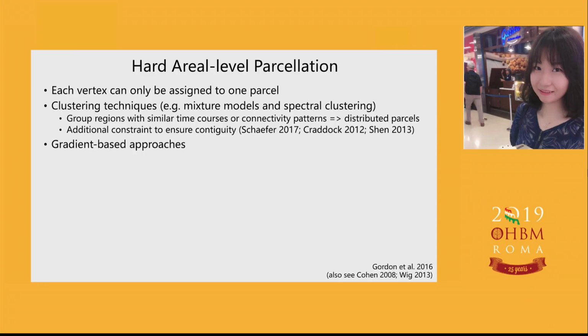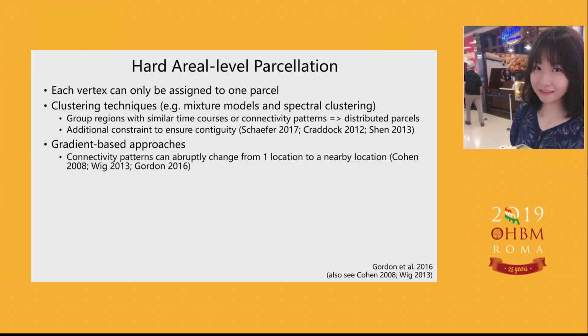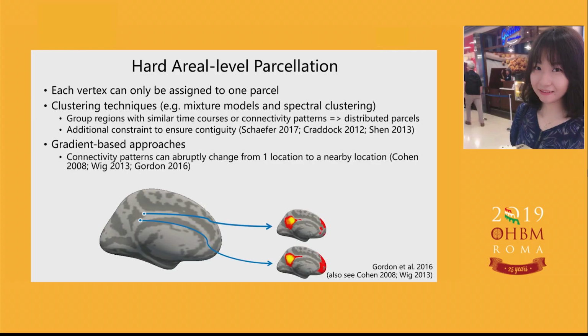Another way to estimate hard area level parcellation is called the gradient-based approach. This is a method pioneered by Steve Petersen's group. This approach is based on the idea that the connectivity patterns can abruptly change from one location to a nearby location. For example, these two nearby regions have very similar functional connectivity patterns, while these nearby regions have very distinct functional connectivity patterns.